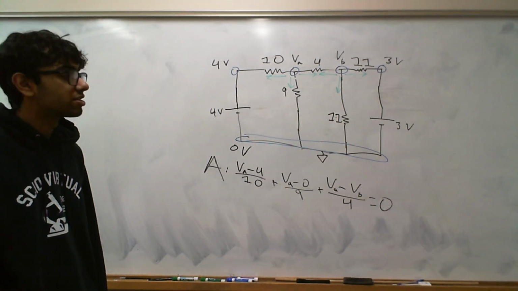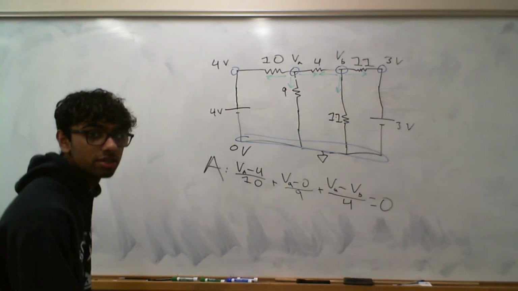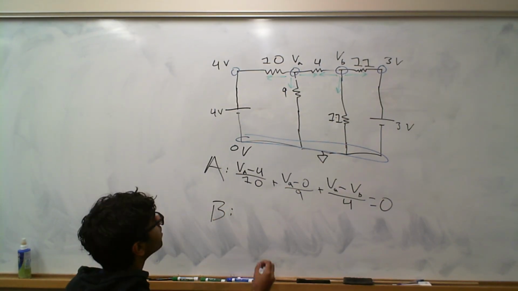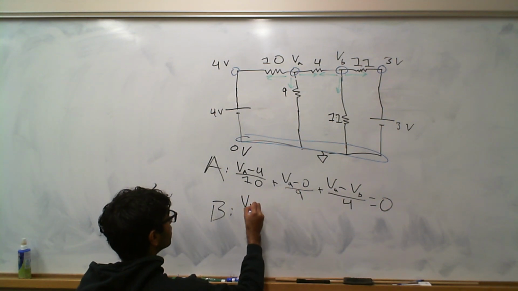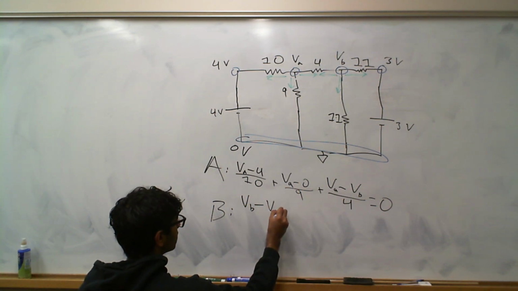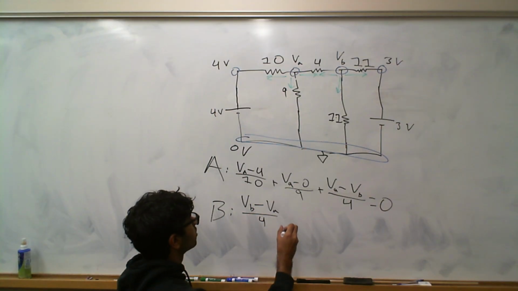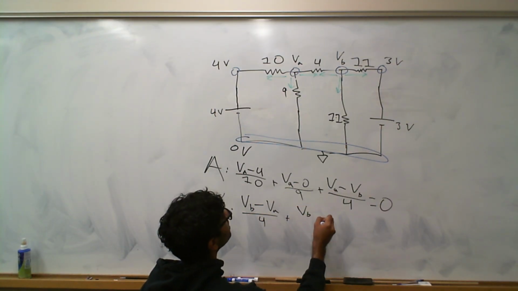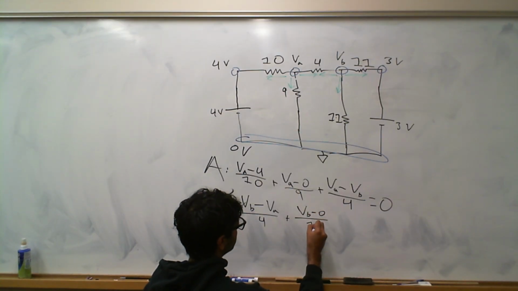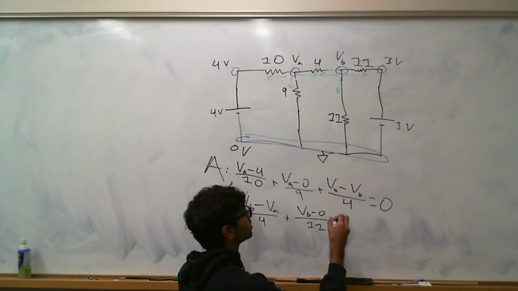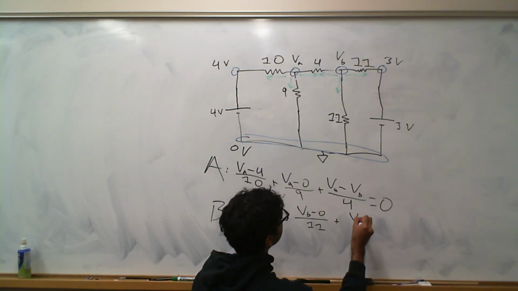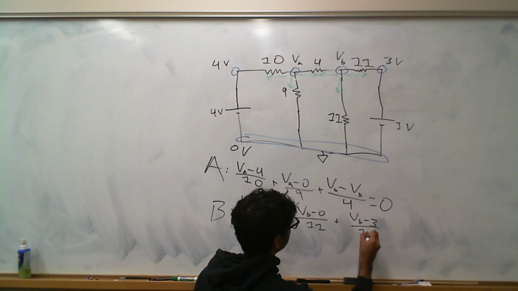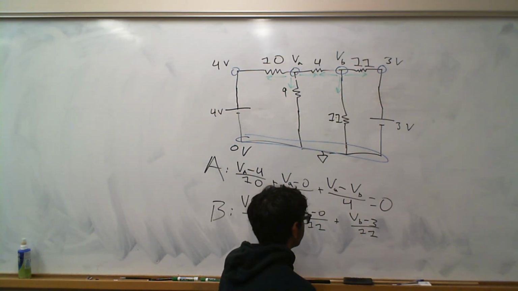That's our first expression. Our next one is for VB. So we have, for B, VB minus VA over 4 plus VB minus 0 over 11 plus VB minus 3 over 11. Okay?